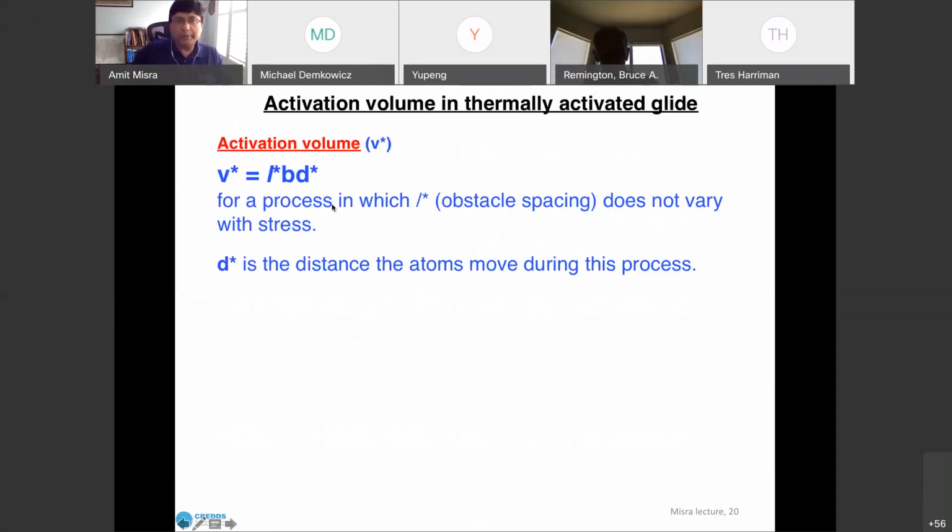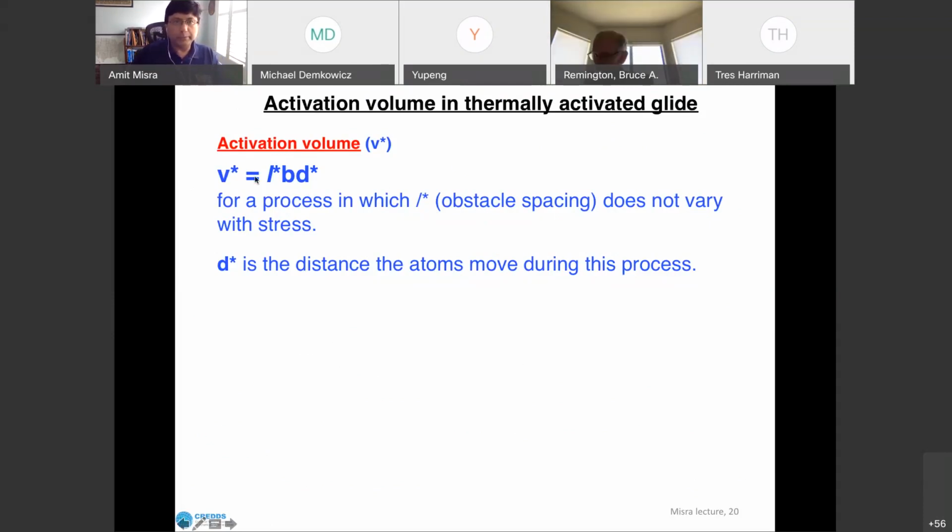So just to reiterate, the activation volume is a very important indicator of what kind of barrier a dislocation is overcoming. If you could somehow measure the activation volume, you'll get a sense of the dislocation Burgers vector B, and what distance it has to travel to overcome that energy barrier associated with plastic deformation, which involves obstacle spacing and the distance the atoms have to move to overcome the barrier.